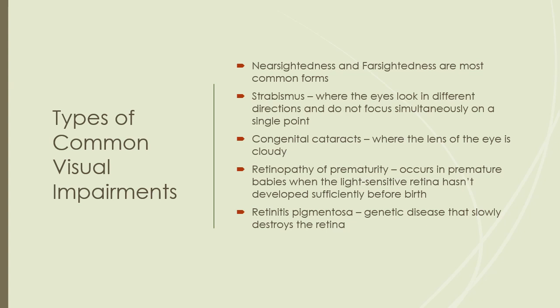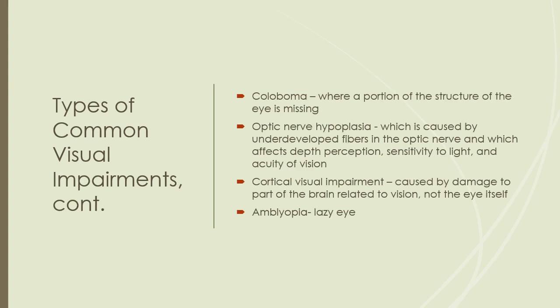Retinopathy of prematurity. It occurs in premature babies when the light-sensitive retina has not fully developed before birth. Retinitis pigmentosa. It's a rare genetic disease that slowly destroys the retina. Coloboma, where a portion of the structure of the eye is actually missing, such as on the optic nerve.